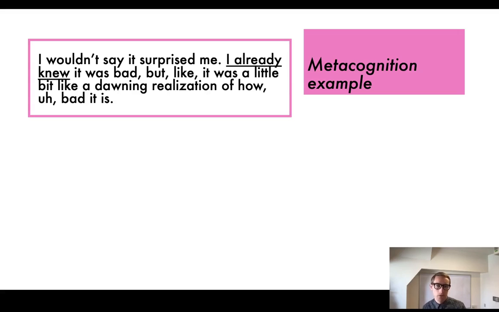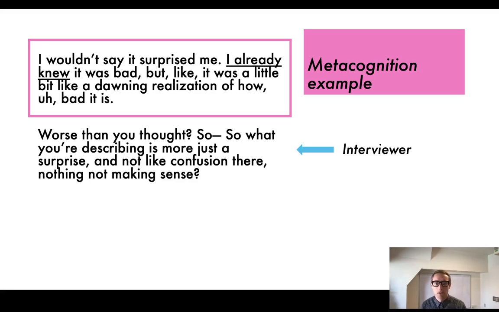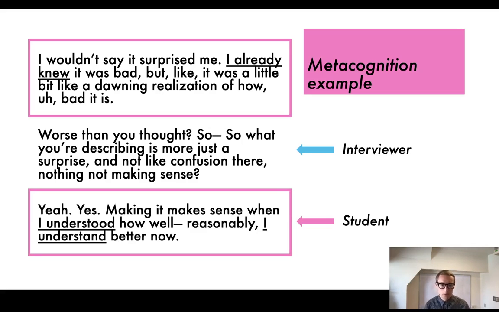An example of this is where a student says something like, "I wouldn't say it surprised me, I already knew it was bad," talking about their causal map, and they go on, but that phrase, "I already knew," is a statement about their knowledge, which is a metacognitive evaluation. And then the interviewer jumps in and asks a follow-up question, to get them to elaborate a little bit, and the student responds, "Yes, making it make sense when I understand how well reasonably I understand better now."